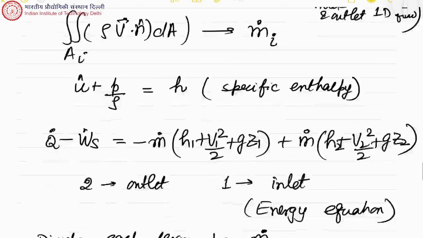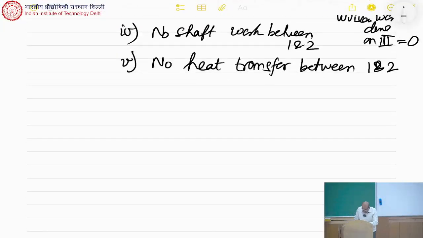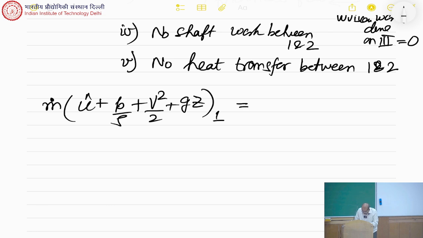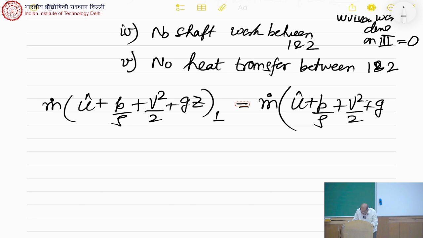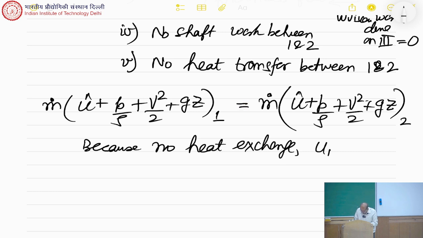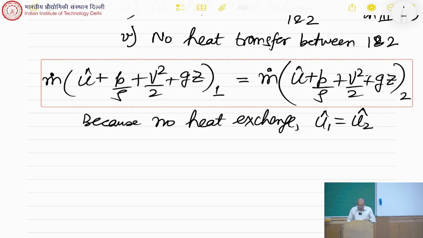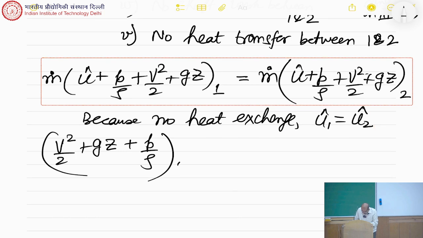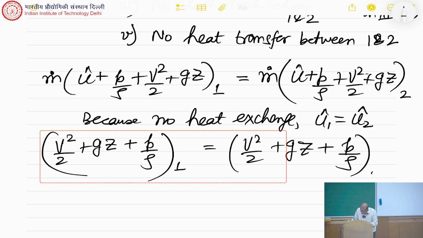So therefore, what we are left with finally is m dot times u hat plus p by rho plus v square by 2 plus gz at 1, is equal to m dot times u hat plus p by rho plus v square by 2 plus gz at 2. And because there is no heat exchange, u1 hat is equal to u2 hat, and this gives us v square by 2 plus gz plus p by rho at 1 is equal to v square by 2 plus gz plus p by rho at 2.